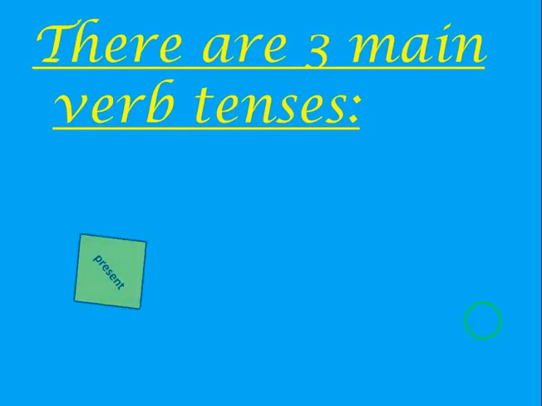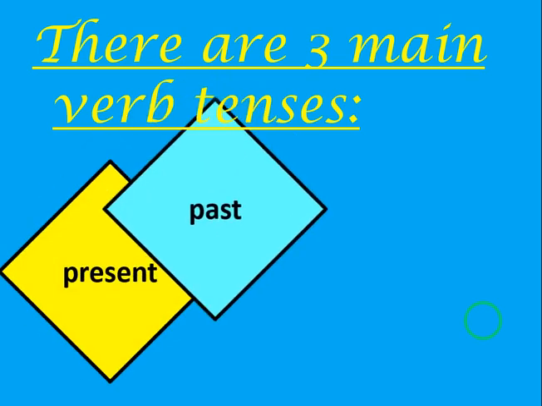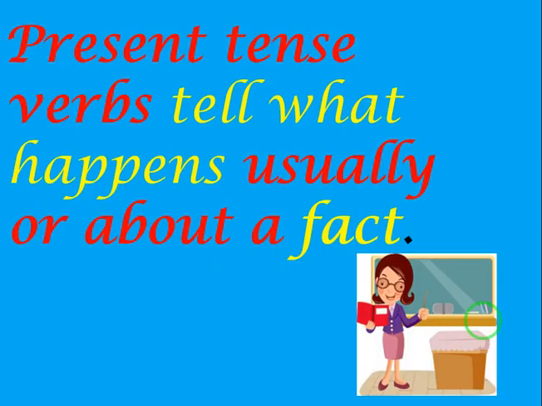A verb tense tells when an action takes place. There are three main verb tenses. Of course, the first one is the present, the past, and the future. Present tense verbs tell what happens usually or about a fact. So they tell about what usually happens, like every day I do this or that, and what is a fact. For example, the sun rises in the morning.